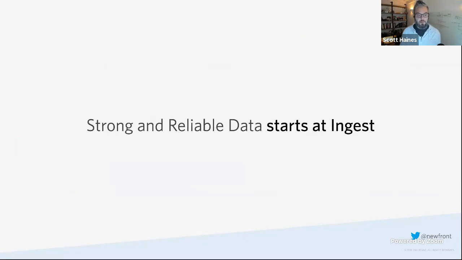So we're starting off with the basics. Strong and reliable data starts at ingest. People always talk about ingest, and you have ingest at the API gateway. If you think about microservices architectures, you have a service that does something. In this case, we have a service dedicated to data regarding telephony. In the case we're going to walk through right now, we're talking about call events.